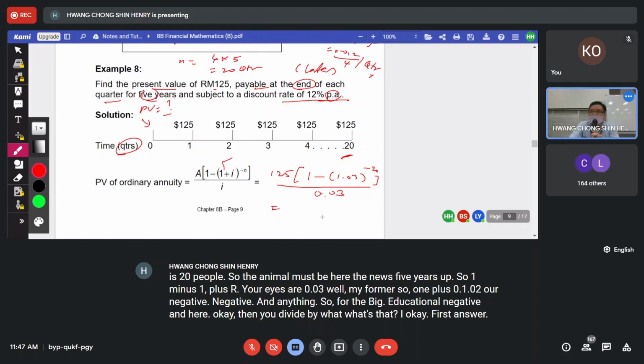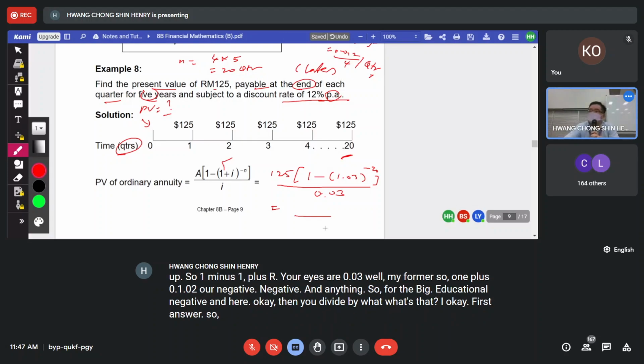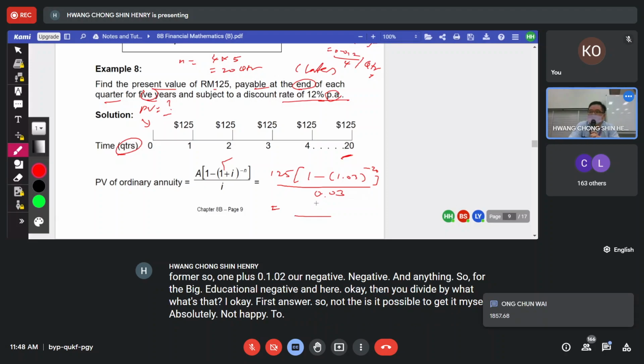Can you remember the answer? Is it possible to get the present value 0? Absolutely not logical. How much? 2422? 2422. Anyone? 2422.